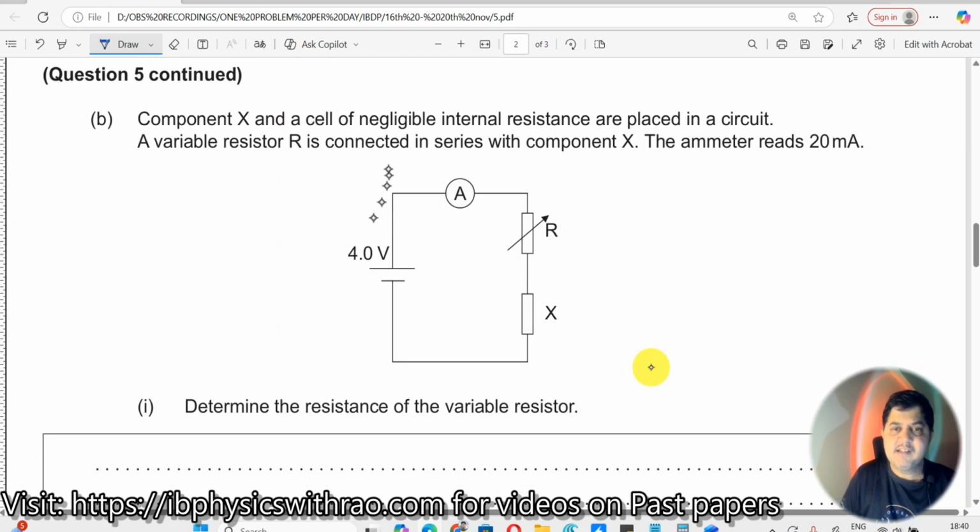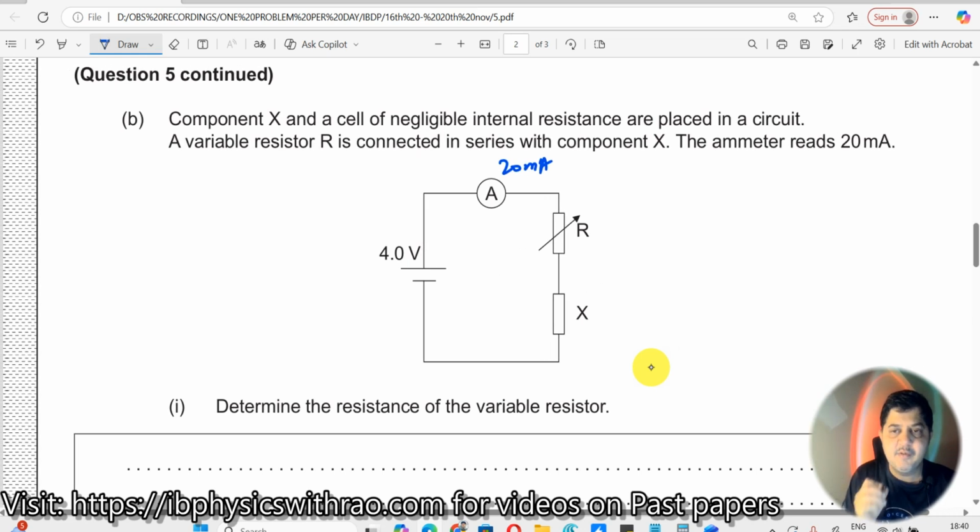The component X and a cell of negligible internal resistance are placed in the circuit. So the component that you saw in the graph is placed in a series circuit like this. The ammeter reads 20 milliamperes. Determine the resistance of the variable resistor. Now, what are you expecting? You are expecting to go back to the graph, understand some circuit parameters, and hence calculate the value of the R voltage.